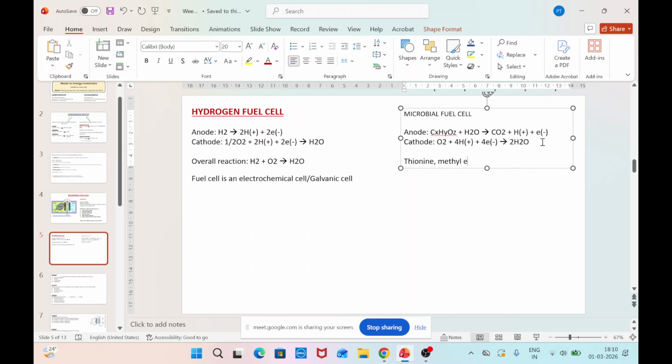The types are, one is thionine, second one is methylene blue, and then you have methyl viologen, and then you can also use humic acid.